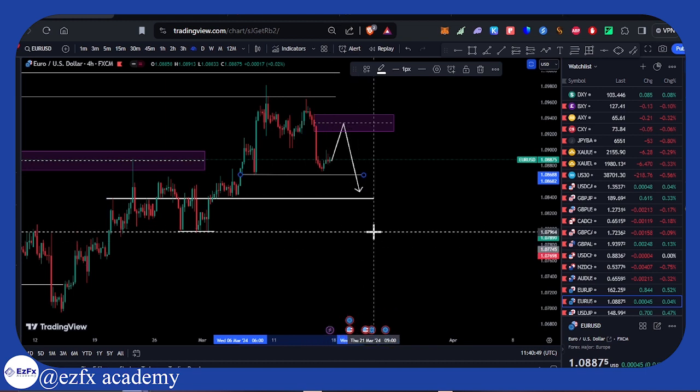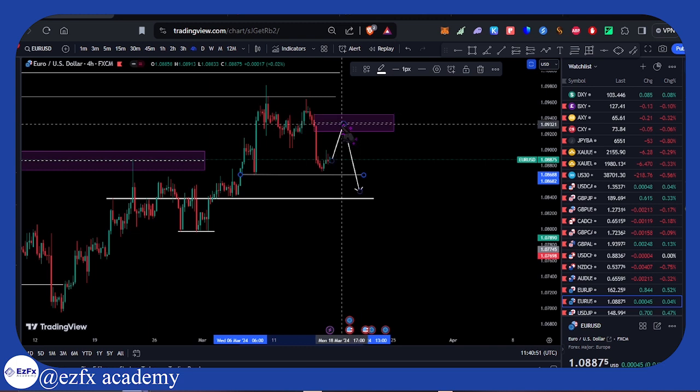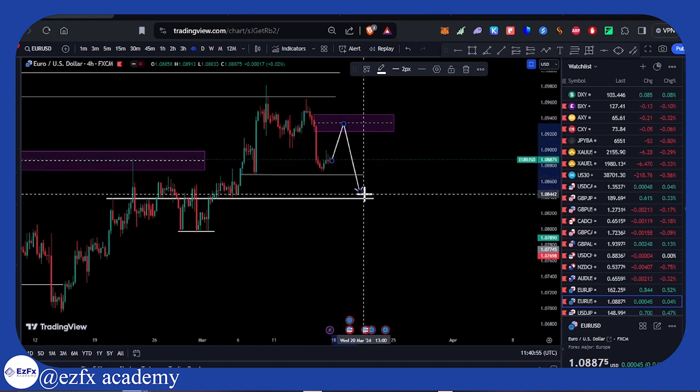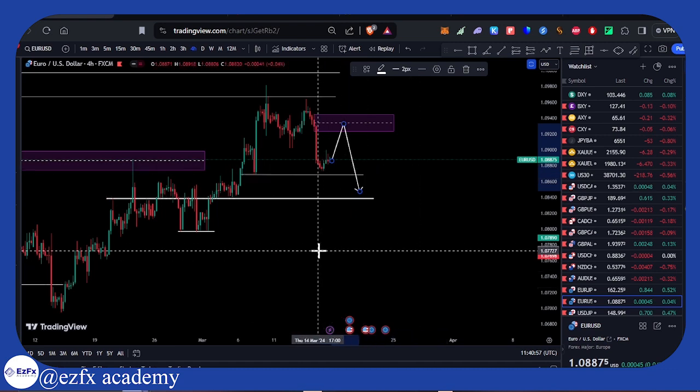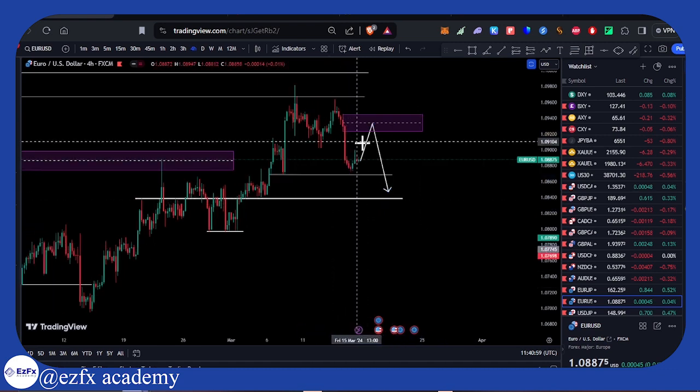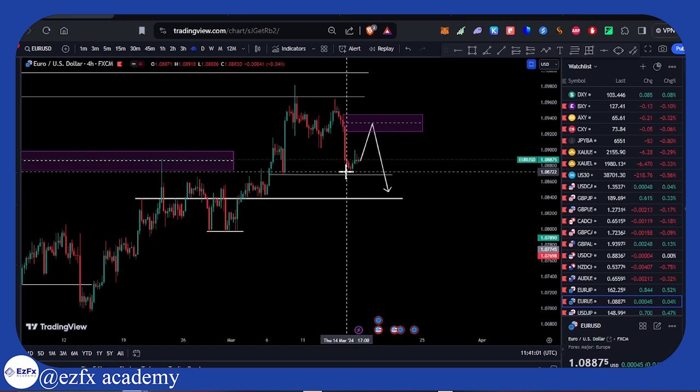All right, so I want to watch out for the possibility of price just coming up into this zone first before we get to see that bearish move happen. Now I want to put this out there as a disclaimer, as a warning rather. We didn't get to see price break below this low.